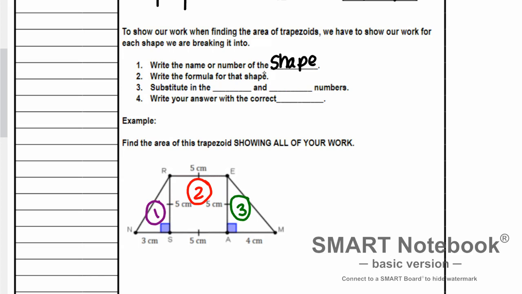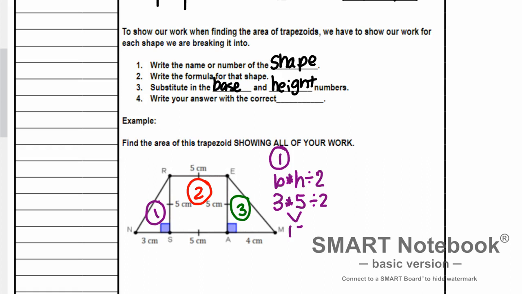Then we write the formula for that shape. So if we're doing shape number 1, that's a triangle. So I would write base times height, and then I'm going to do the divide by 2 one since that's most of your favorites. Then I substitute in the numbers for the base and the height. So my base in that purple triangle is going to be 3. My height is going to be 5. So I would do 3 times 5 and then divide that by 2.